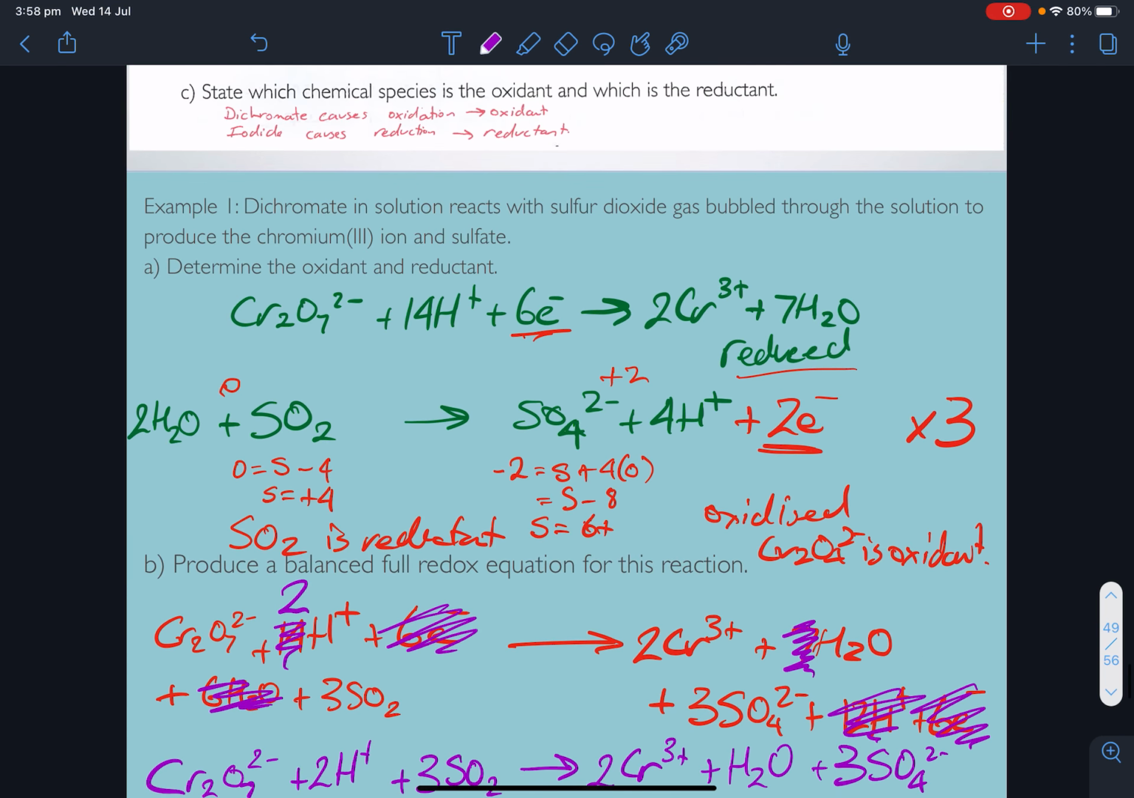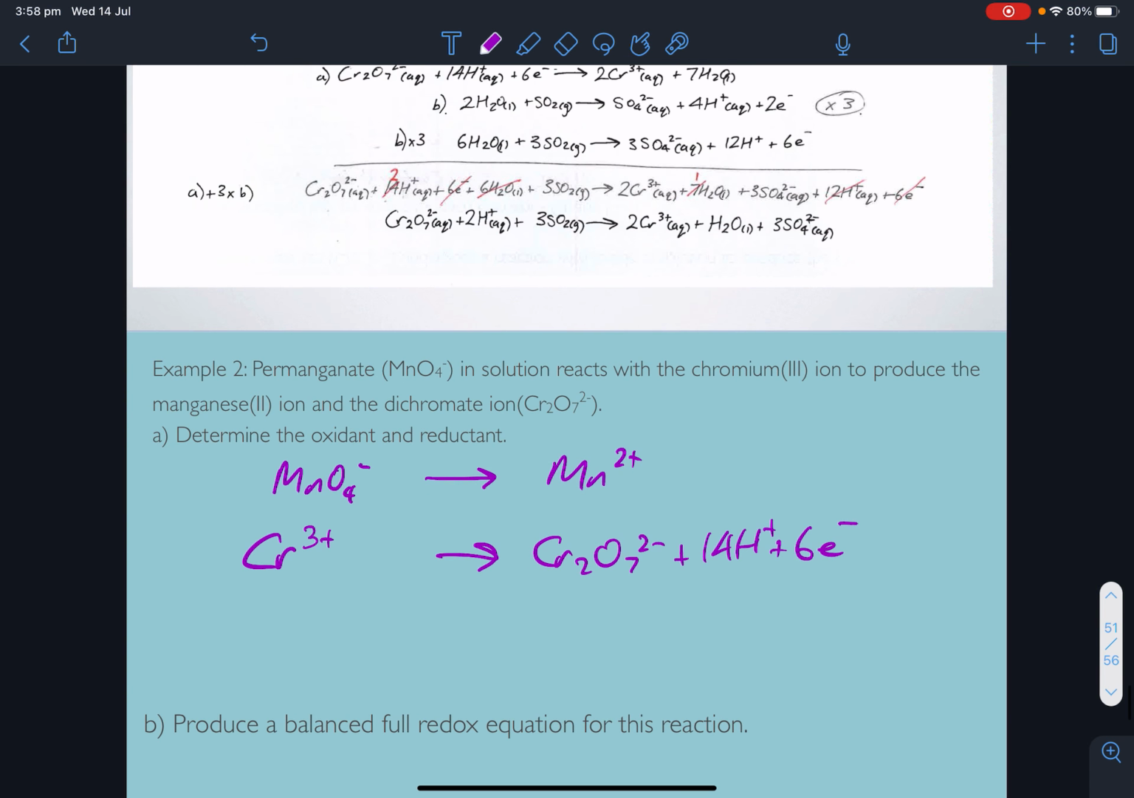What was on the side? 2 chromiums and 7 water. 2 chromiums plus 7 water. Notice it's the reverse. Okay, now let's balance our permanganate ion on top. 1 manganese, 1 manganese. Now balance the oxygen. So we have 4 on the left, so we need 4 waters on the right. Balance those 8 hydrogens, 8H plus.